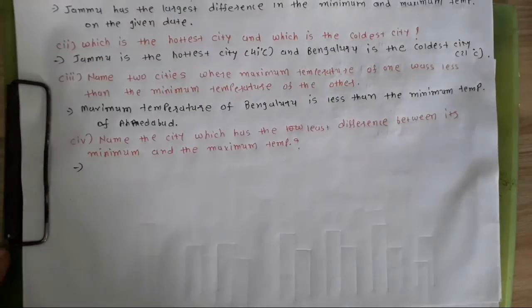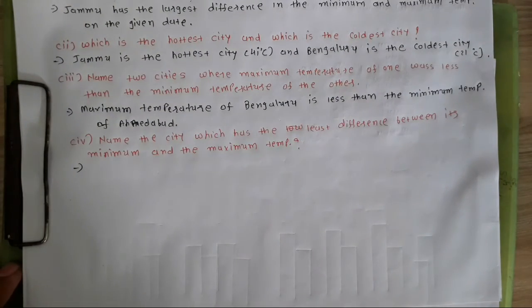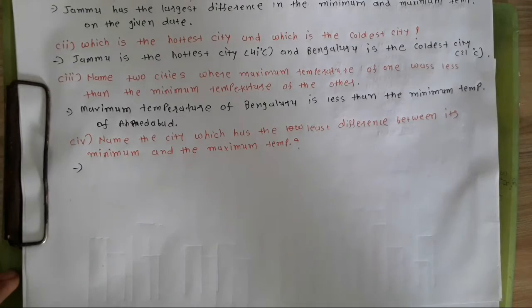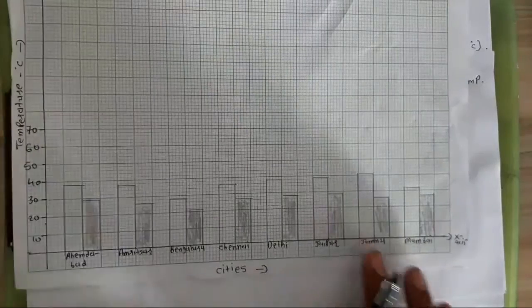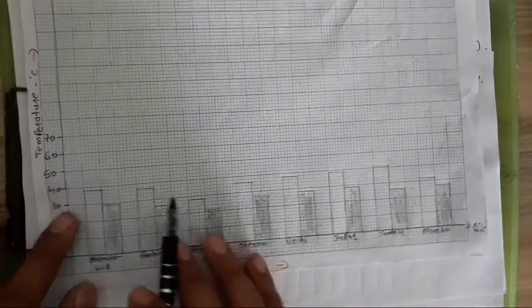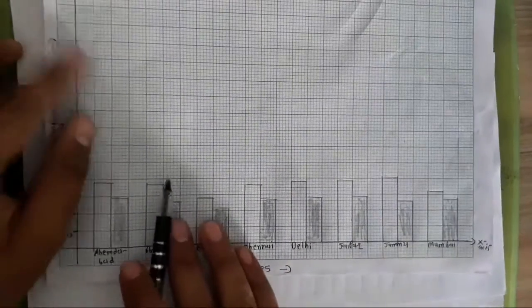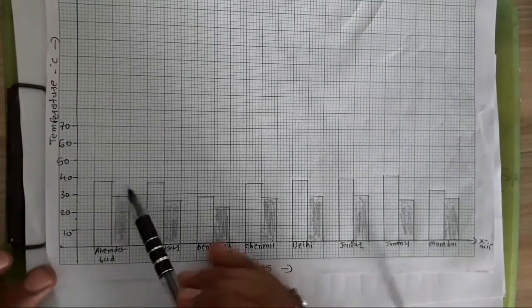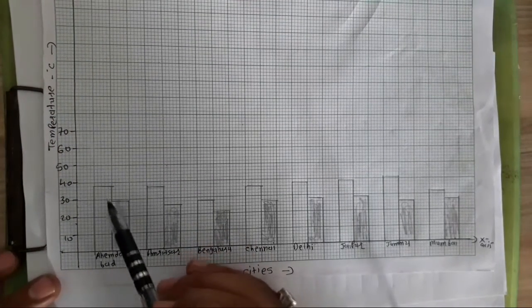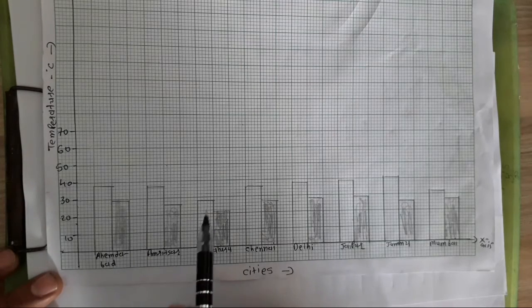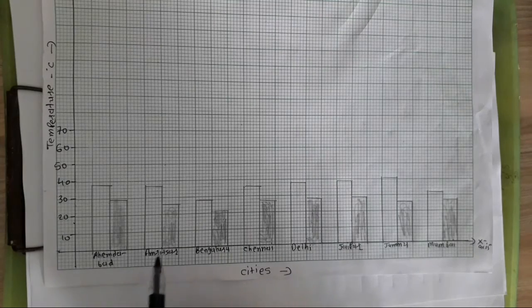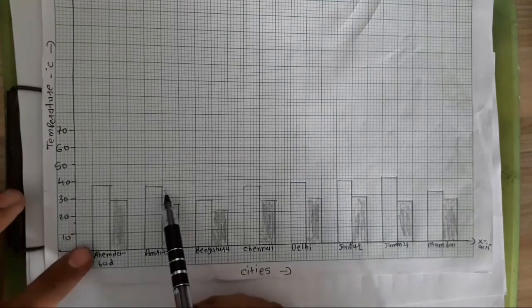Now the next question, name the city which has the least difference between its maximum and the minimum temperature. Now we have to observe which city has the least difference between its minimum and maximum temperature. So for that we will observe this graph. Seeing this graph we can clearly see that the difference between maximum and minimum temperature in Ahmedabad is high. Same, the difference between maximum and minimum temperature in Amritsar is also high.